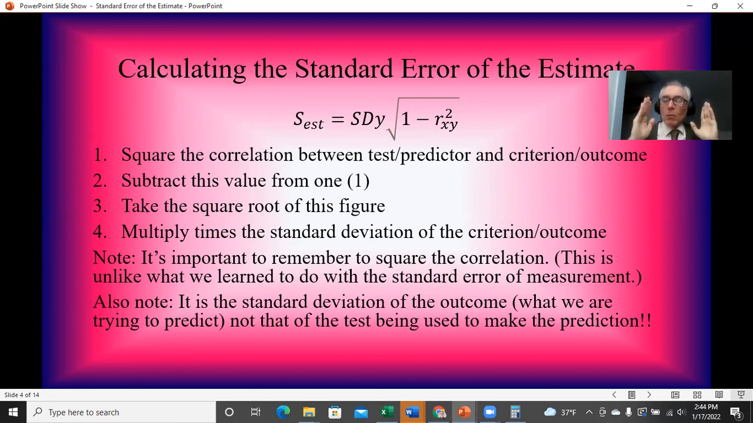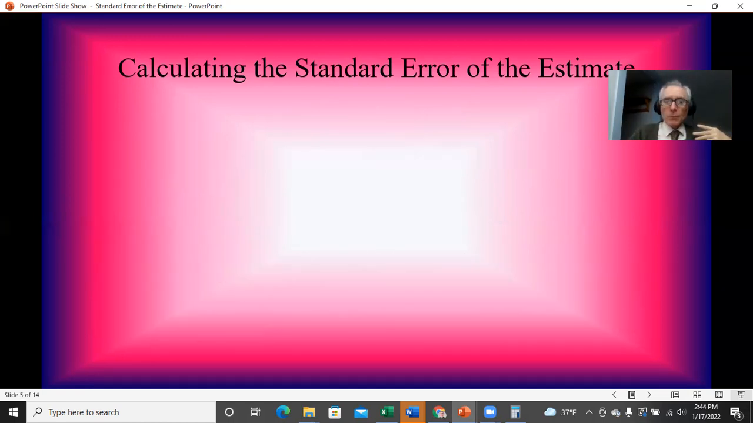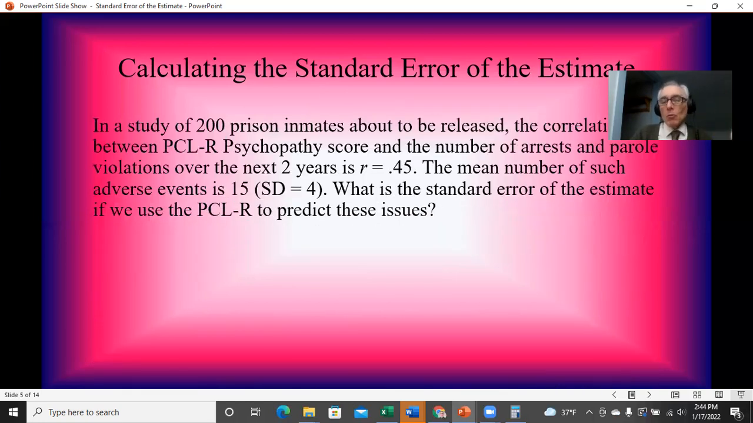So again, we're thinking about what we're trying to predict here, not about the test itself. So let's walk through an example, of course. Say we are prison psychologists, and we've run a study of the outcome for 200 inmates. These inmates were released on parole, and before they were released, we administered to them the Hare psychopathy checklist.